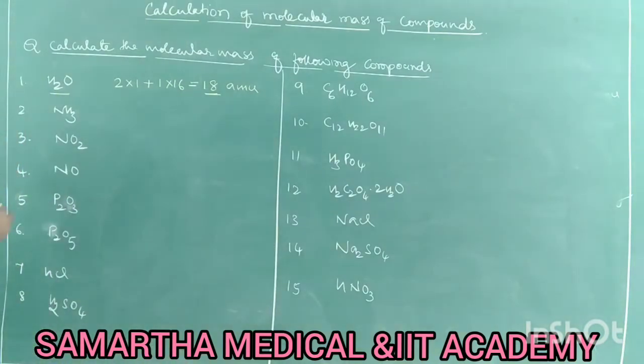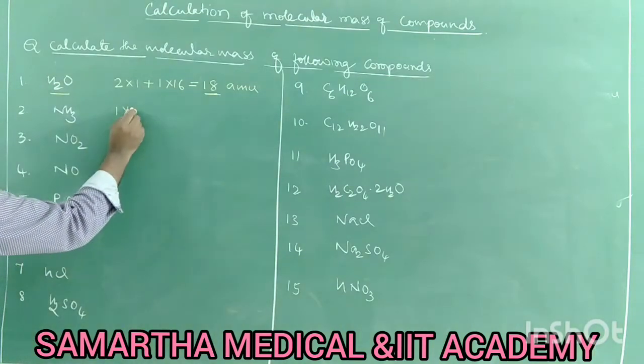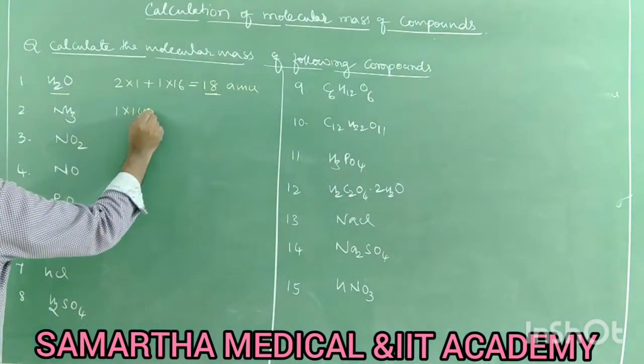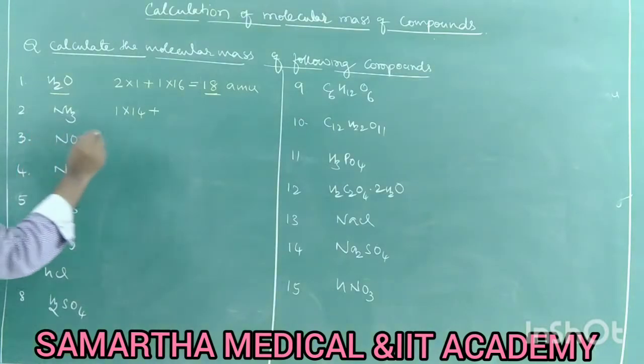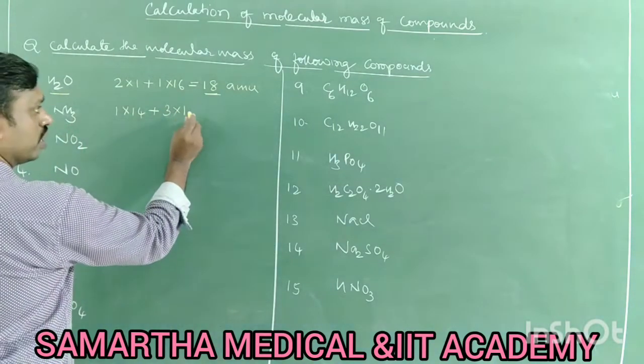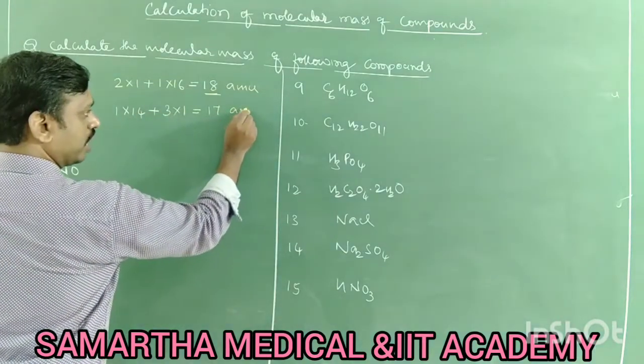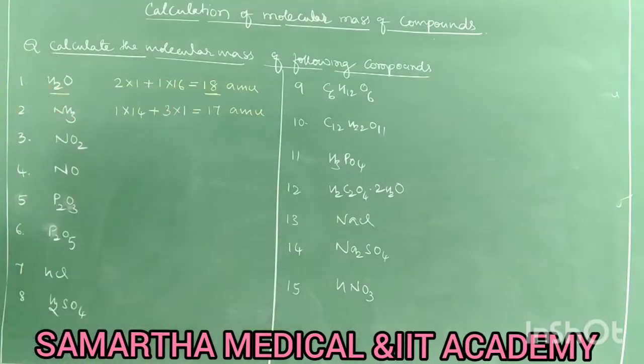Similarly, the second one, NH3. There is one nitrogen, therefore 1 into the atomic mass of nitrogen, 14. 1 into 14 plus there are 3 hydrogens, 3 into the atomic mass of one hydrogen, 1. Therefore 14 plus 3, it is 17 AMU, atomic mass unit. Then what is the gram molecular mass of the ammonia? 17 grams. You just write it in grams. Similarly, you can go on and do all the examples.